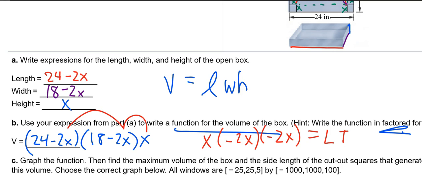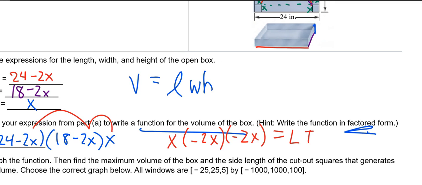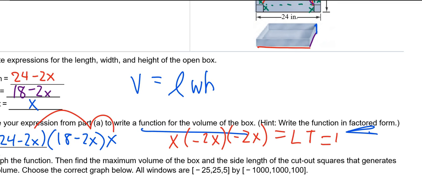I got a vote for 4x to the third. Do you agree or disagree? Is that 4x to the third? I agree. Okay, so we got several people agreeing it's positive 4x to the third. You are right. Positive 4x to the third.